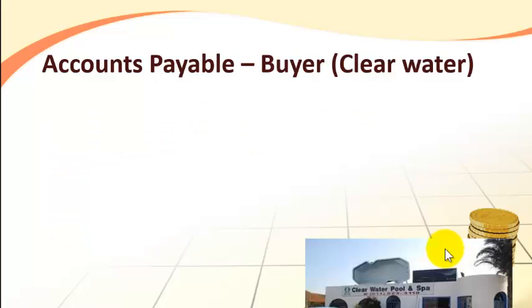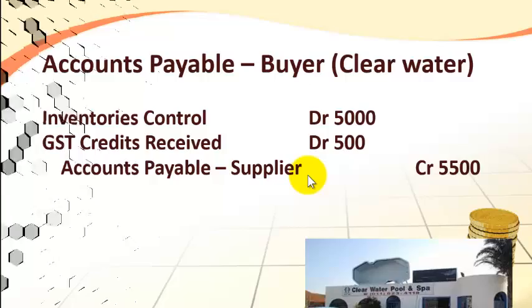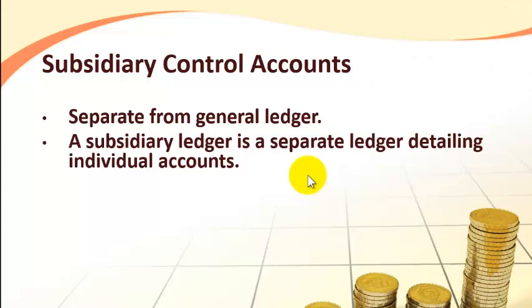From the other perspective, the Clearwater Pool and Spa, they have increased the level of inventory, if it indeed is an inventory item. The GST credits received, from their perspective, they're going to get a rebate from the government, but importantly they've generated accounts payable to the supplier, that's us, for $5,500. And the liability they must obviously pay back, hopefully within 30 days. So that's the two types of credit transaction from two perspectives.